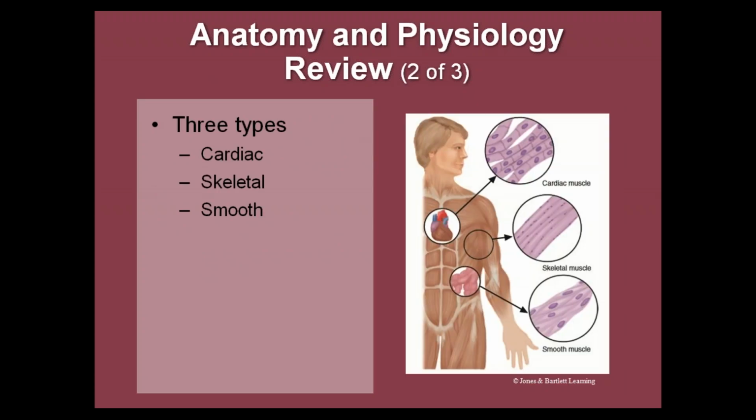3 types of muscles. There's the cardiac, the skeletal, and then the smooth muscles. Muscle contraction requires energy, which is derived from the metabolism of glucose and results in the production of lactic acid.